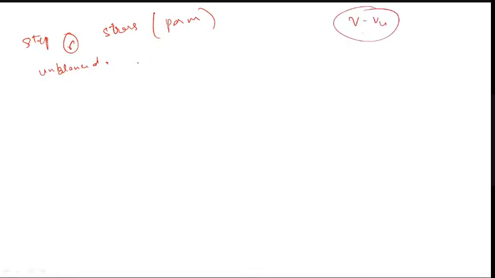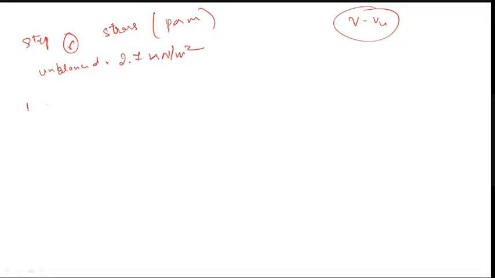The last item is to check the stress per meter. Step number 6, stress per meter. So here, what is the unbalanced load? As in RCC, you have taken the unbalanced load, that is V minus VU. Here also we are taking the unbalanced load, and we have got 2.7 kilonewton per meter square.